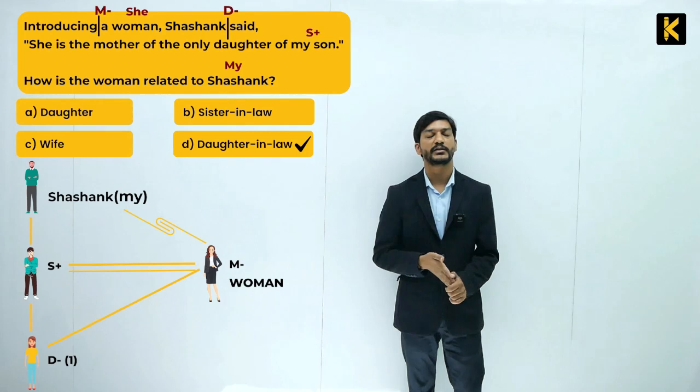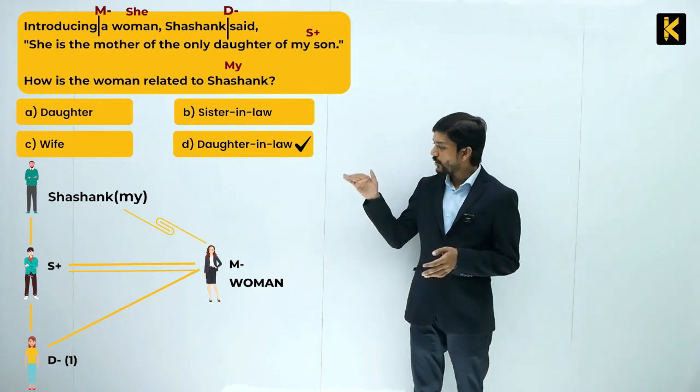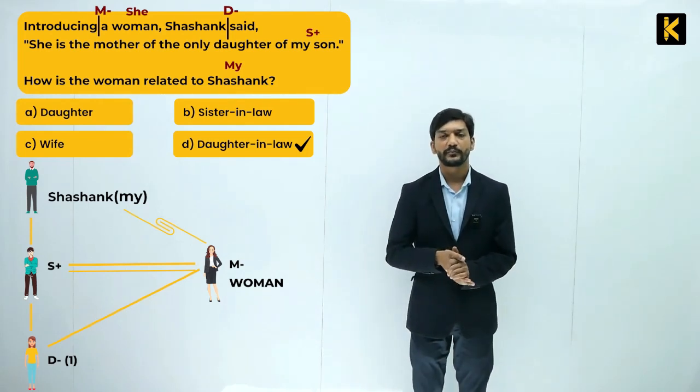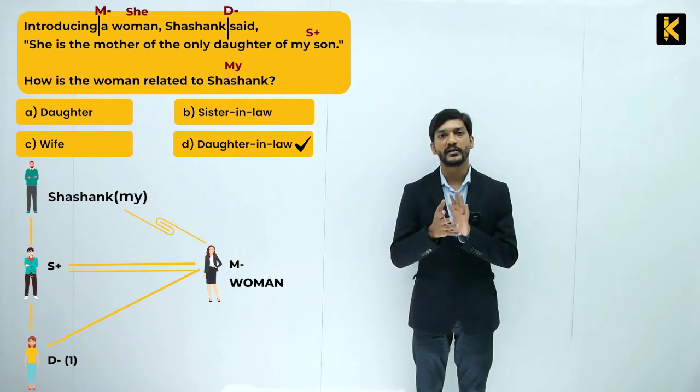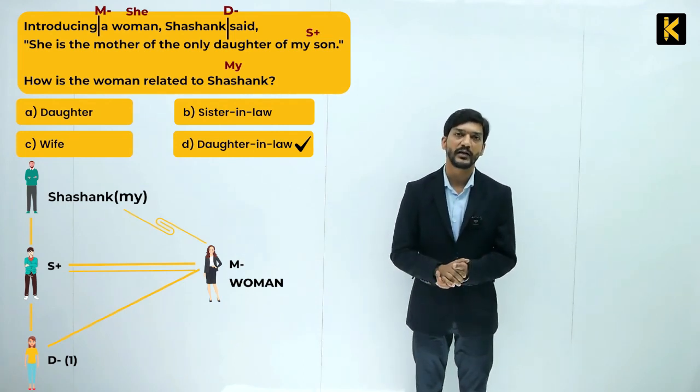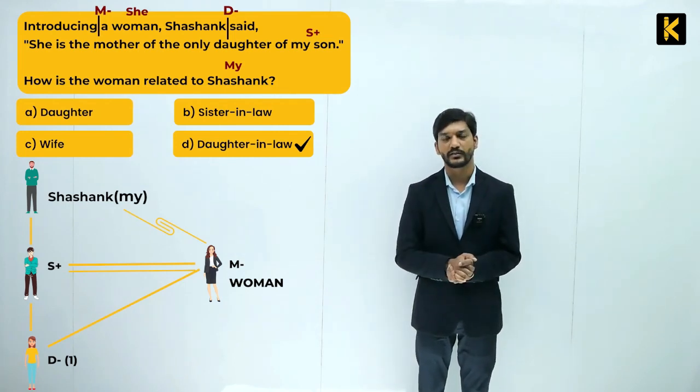Alright. So this is how, once we draw the diagram from the statement, we find the missing relations, and from the missing relations, we answer the questions.